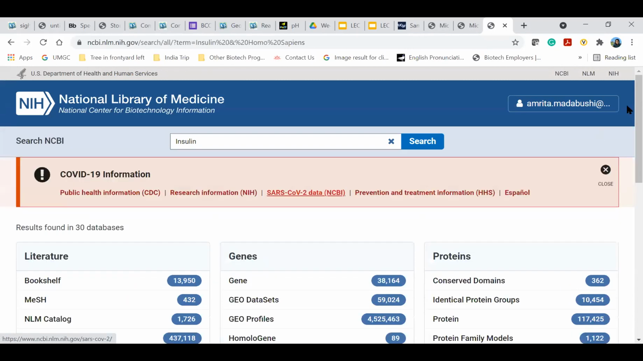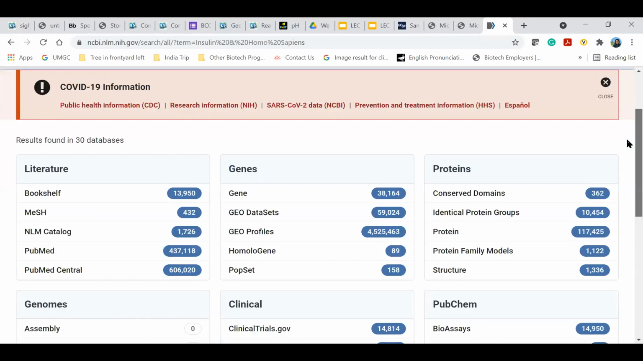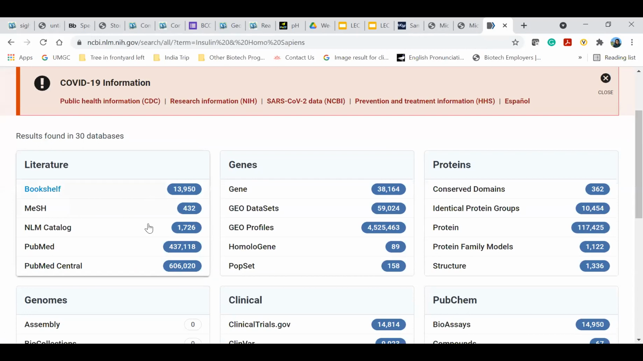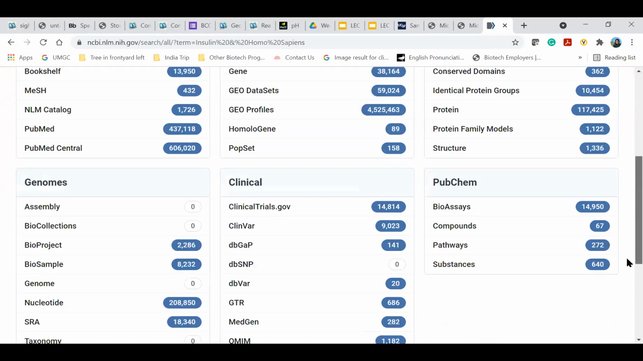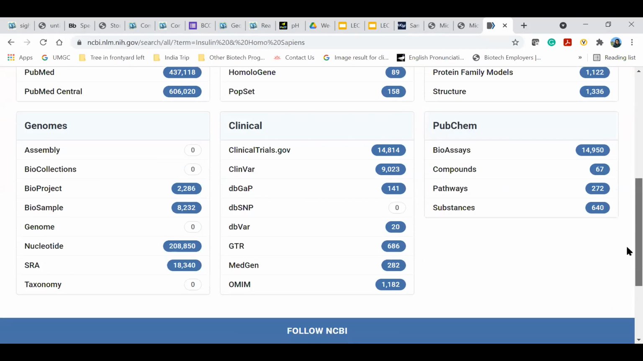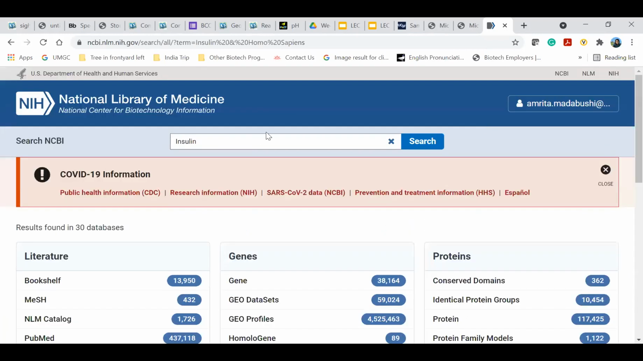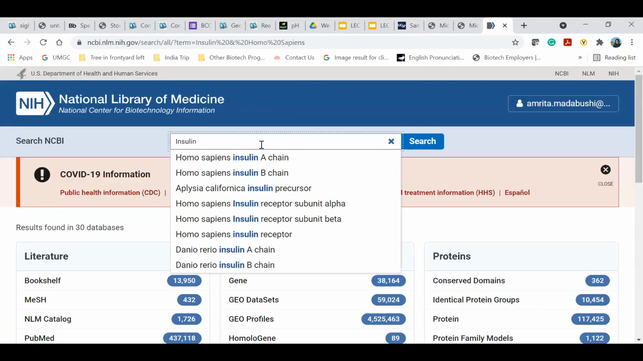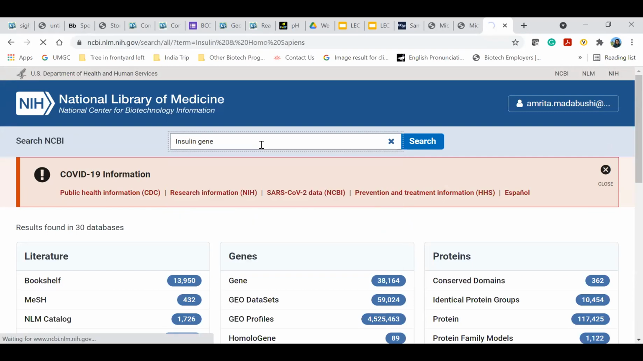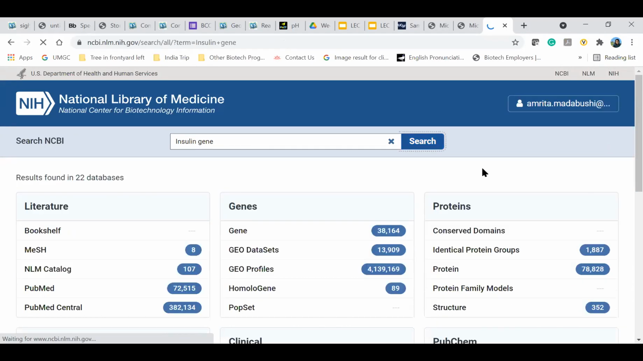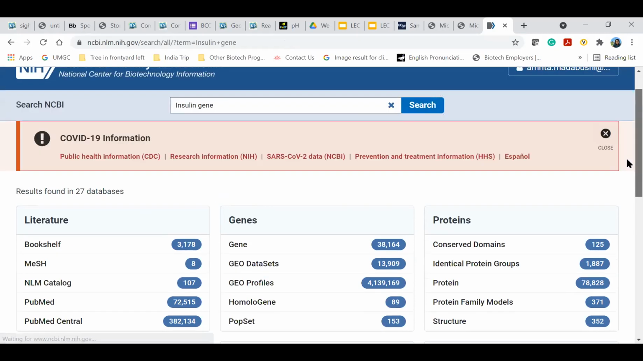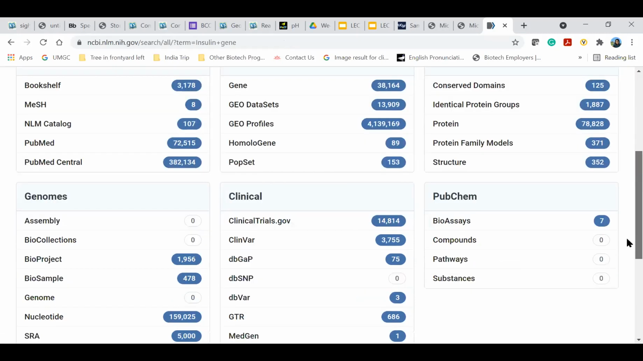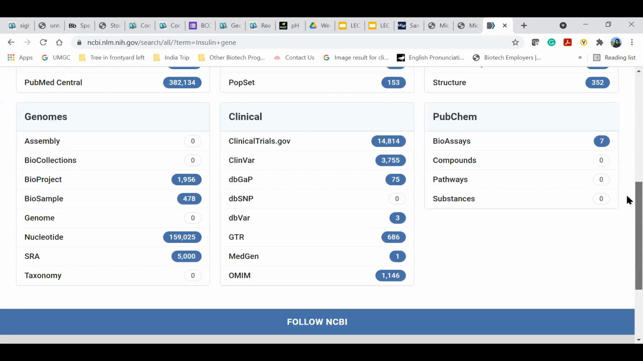Whenever I do that, you can see there are so many books available, so many catalogs, so many things. There's so much information, genes available, proteins available. You can see there is so much information available on insulin. I think we should have said insulin gene, and that probably would narrow down the search a little bit better.